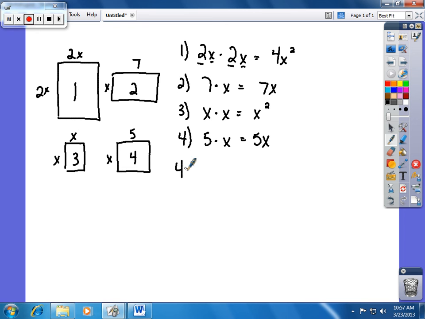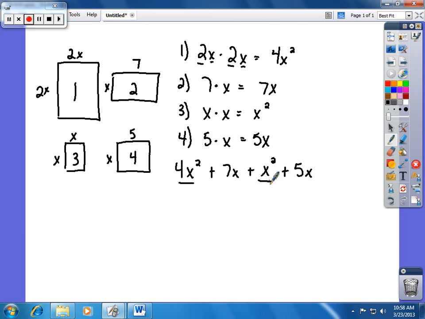So we have 4x squared plus 7x plus x squared plus 5x. Now when we're doing addition and subtraction, in order to combine like terms, the variable and the exponent have to match exactly. So if this was, say, a y, we couldn't combine this with anything else in here because they're all x's. And since this one has a squared with it, we can't combine it with this 7x term because this x doesn't have an exponent with it. So we can only combine this 4x squared with this single x squared over here.